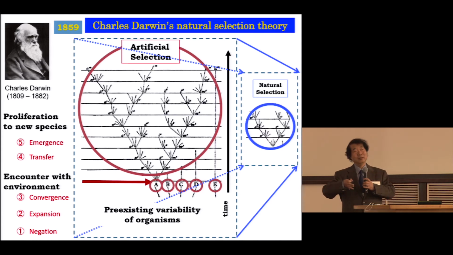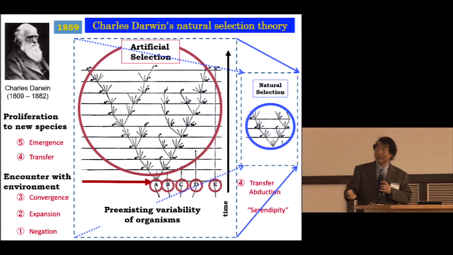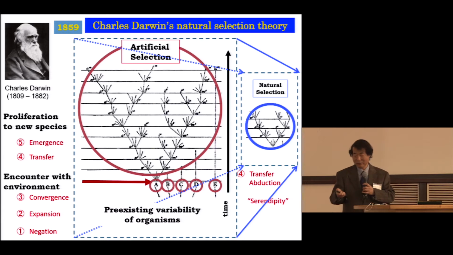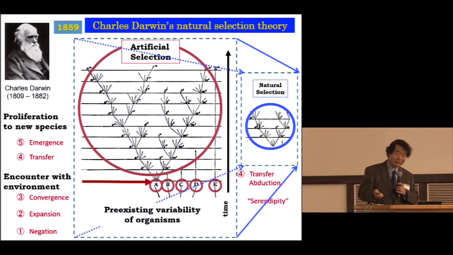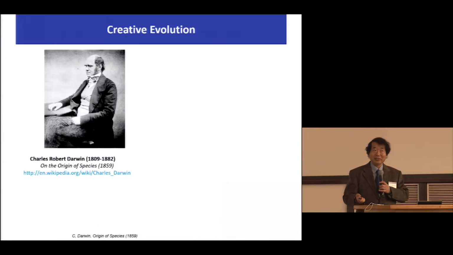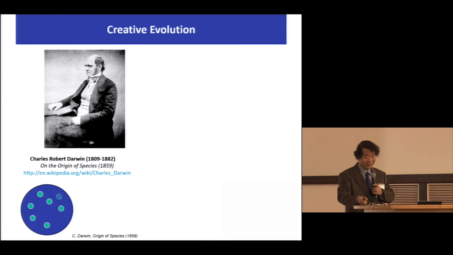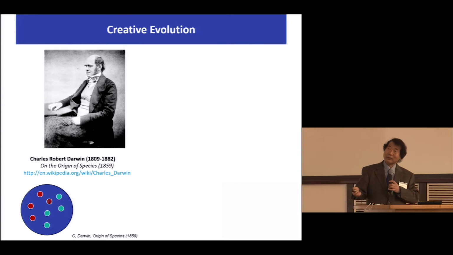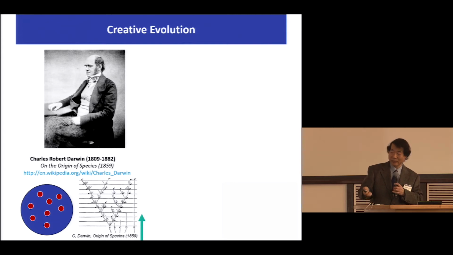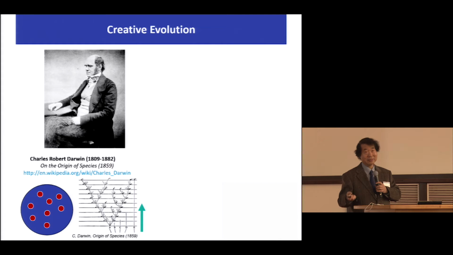Such a big jump is just transference, or transfer, or abduction, because of serendipity. Actually, in Darwin's theory, evolution can occur continuously or gradually, as can be shown by this gradual branching pattern.